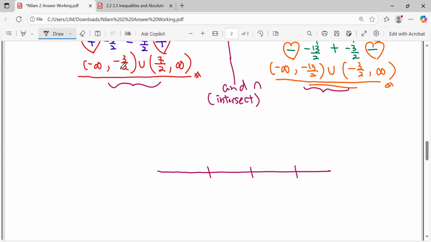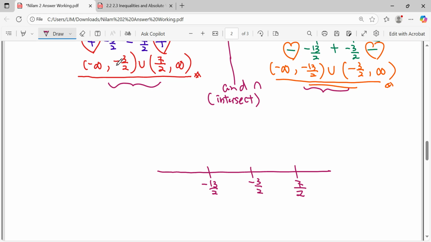Okay, so negative infinity until negative 3 over 2. We plug in the number. We have negative 13 over 2. The most left is negative 13 over 2, followed by negative 3 over 2, then continue with 7 over 2. Arrange the numbers in order.